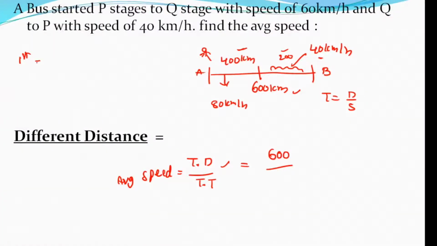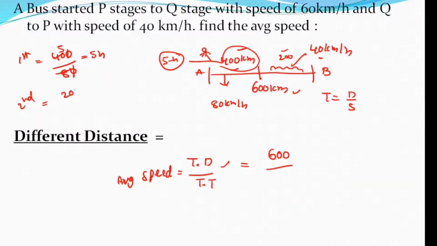First distance is how much? 400 kilometers with a speed of 80 kilometer per hour. 0 0 cancel. 8 ones are 8, 8 fives are 40. So 5 hours. This 400 kilometers takes 5 hours.